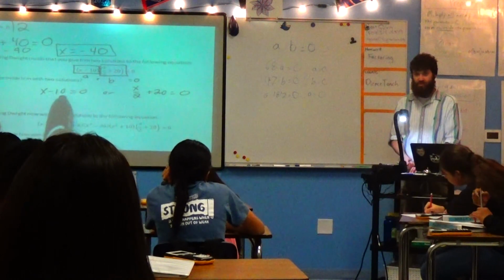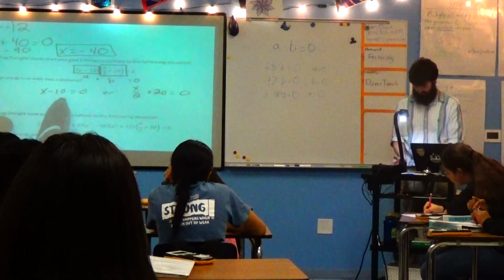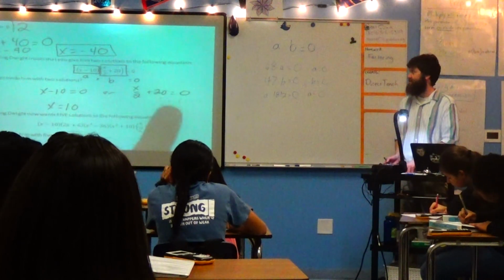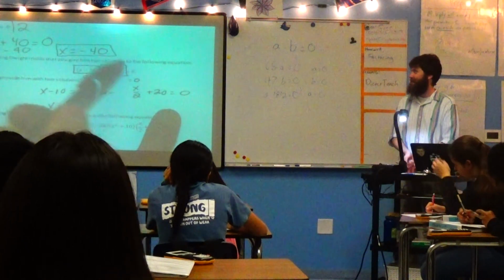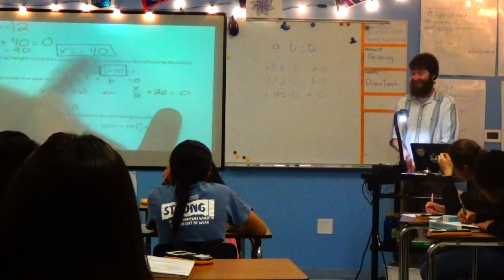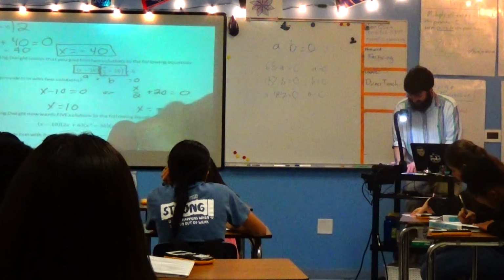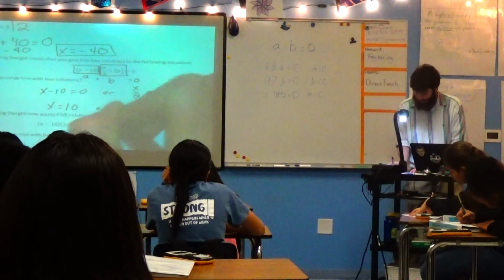How did we solve this one? Adding 10, x equals 10. What was our answer for the second one? You multiply by 2 and subtract 40. And then you get x equals negative 40. Great, thank you.